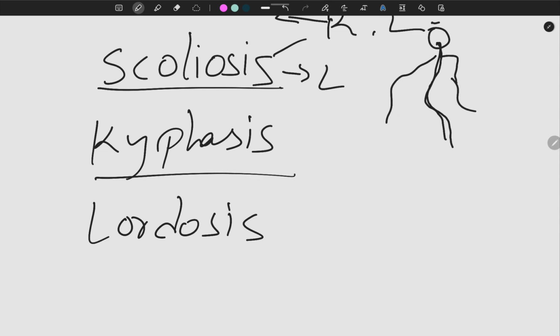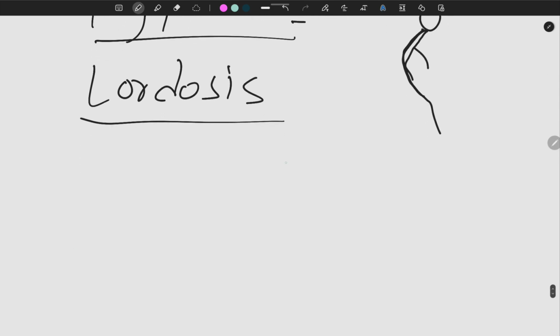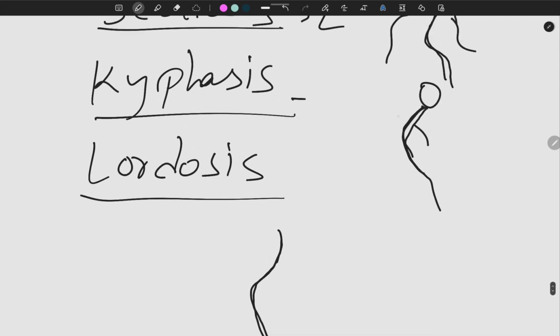And the next one is kyphosis. In kyphosis, commonly we see it in old age persons. The vertebral column is curved to the back side. The curve of the vertebral column we can see at the back. Lordosis is nothing but the vertebral column turned to the anterior portion of the body. Anteriorly it is curved. In kyphosis, posteriorly the vertebral column is curved.